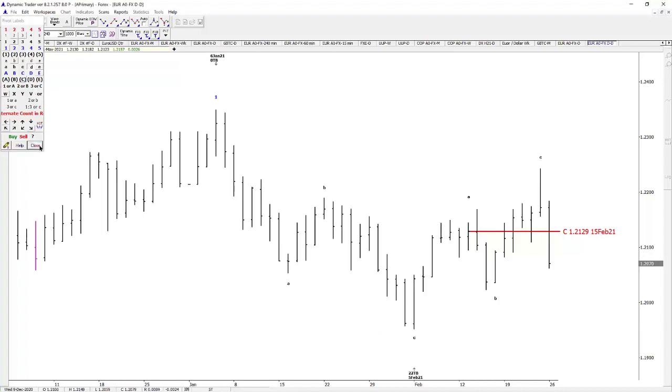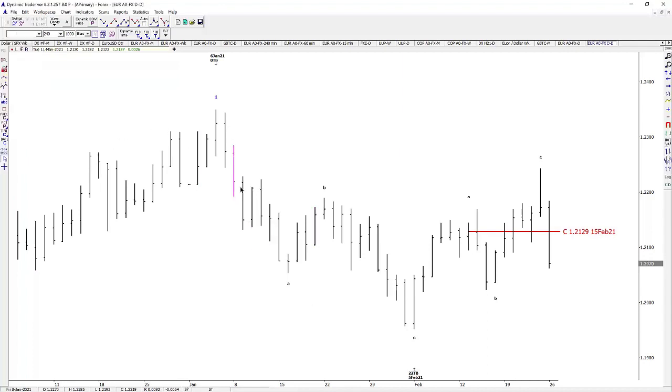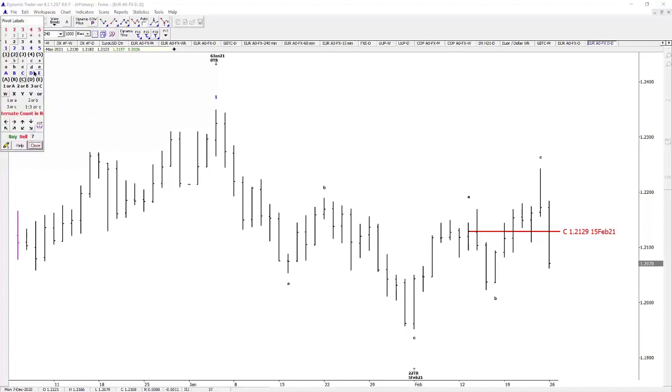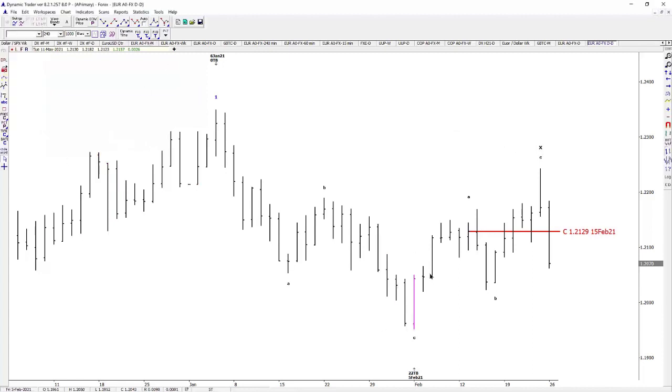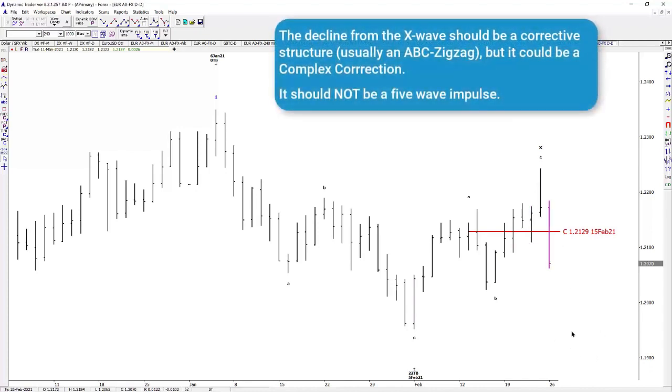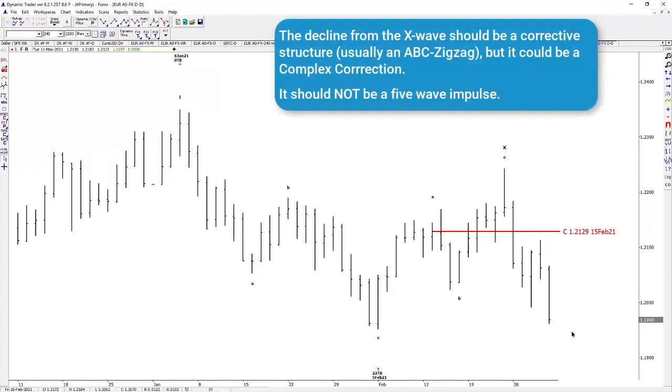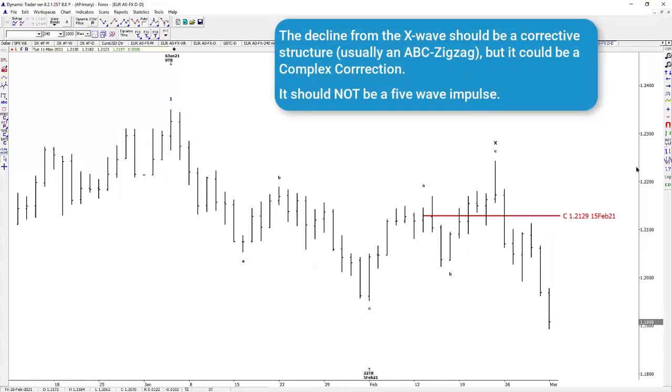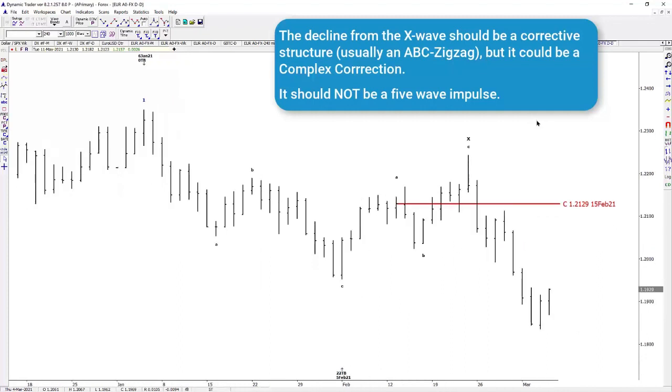So let's take that off. What could it be? Well, this could be an A, B, C. This could be the separator, a wave X. I mean, there are other alternatives. I always try and look at it most simply. An ABC, this could be ABCX, and then we would have another corrective decline of an ABC or something similar. Let me just add some data on here. Well, that is exactly what happened.